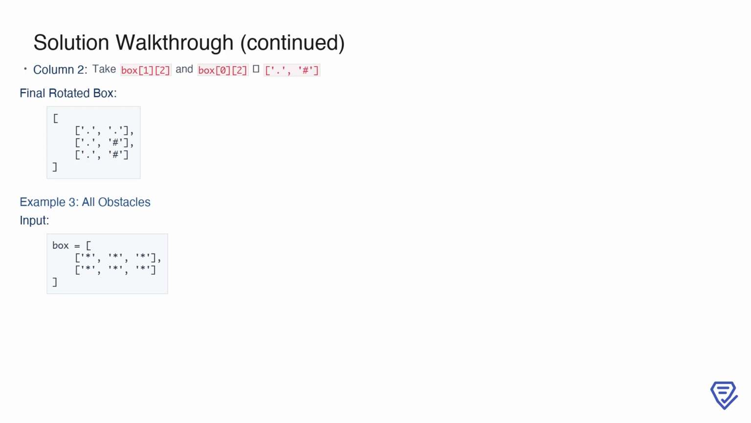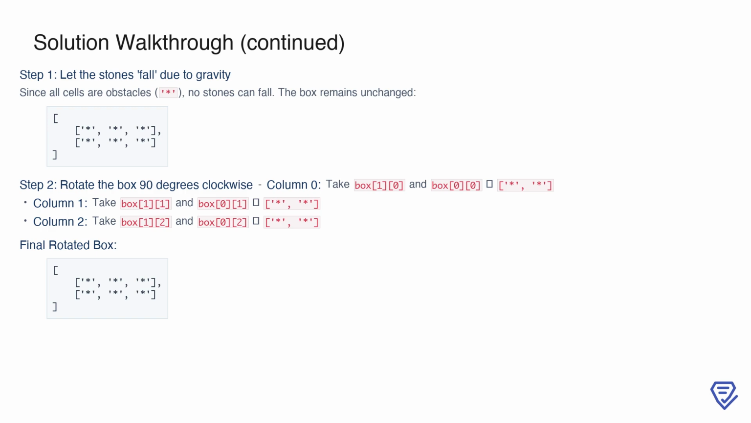For column 0, we take the first elements from both rows to form ****. For column 1, we gather the second elements, resulting in ****. Finally, for column 2 and step 2, we take the third elements from both rows, which are also obstacles, to form ****. Combining these columns gives us the final rotated box, which remains a 2x3 grid filled entirely with obstacles.